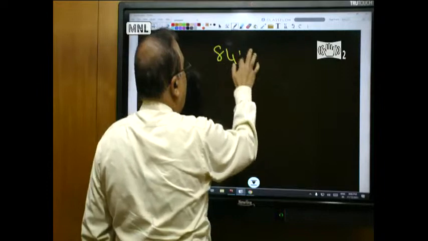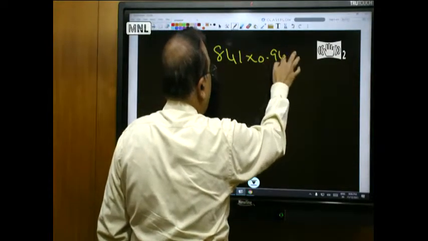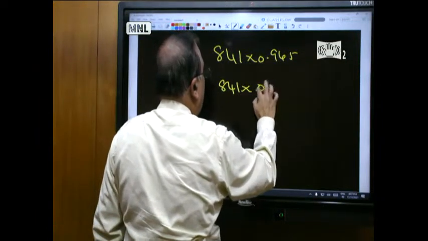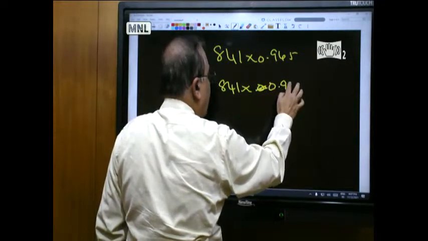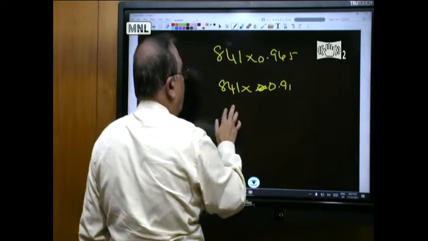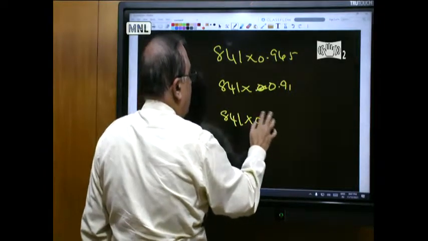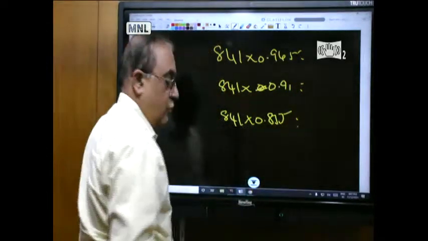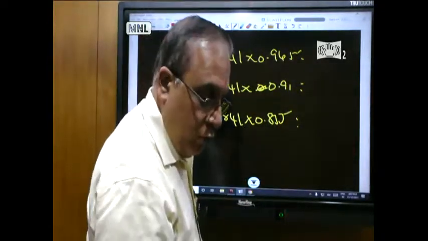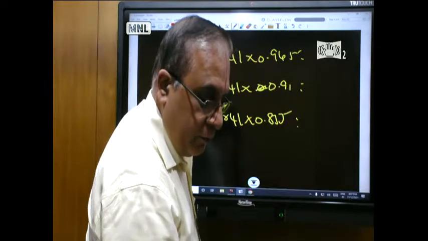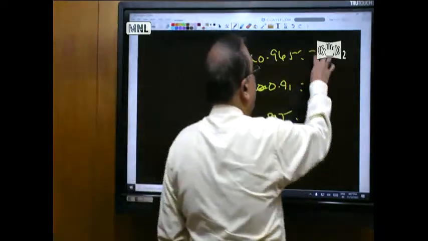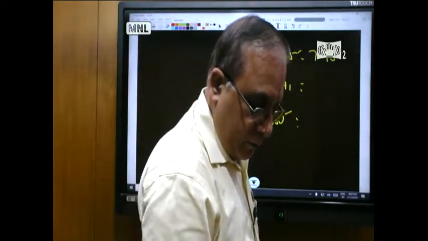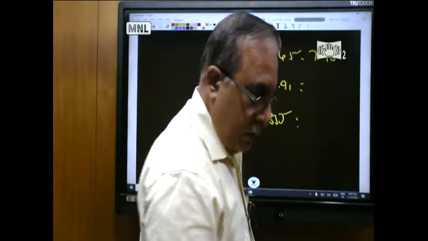So 841 correction. We look at bigger correction. 844 into 0.95. 841 into 0.991. Okay, 9% or so approximately into 0.855. Let's look at these ratios now. So 841 into 0.945, this is 795. Okay, 841 into 0.91, 765.